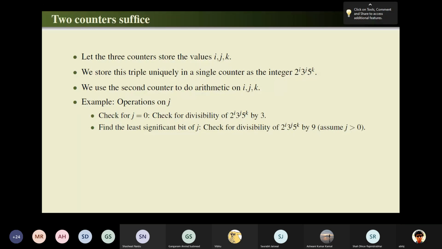Yes or no? If J is an even number, this quantity is 3 square power something. So if it is divisible by 9, the least significant bit of J is 0. Otherwise, it is 1. And of course, the assumption is that J is greater than 0. Otherwise, you cannot extract the least significant bit if nothing is there.